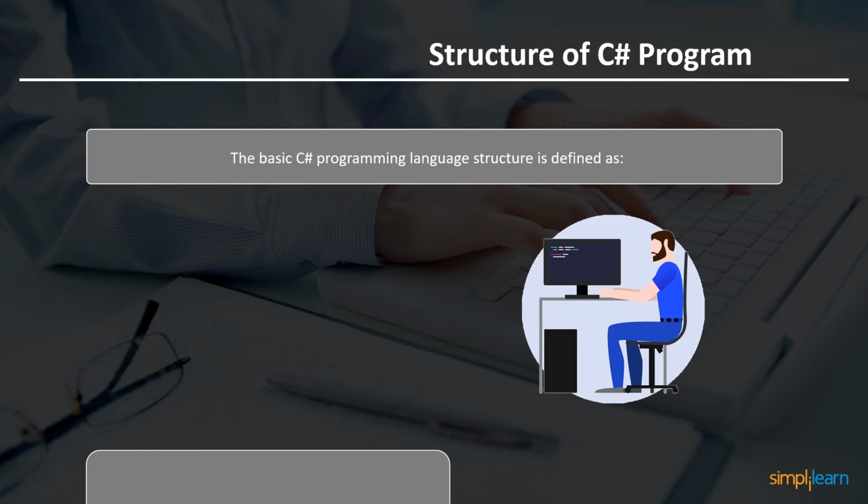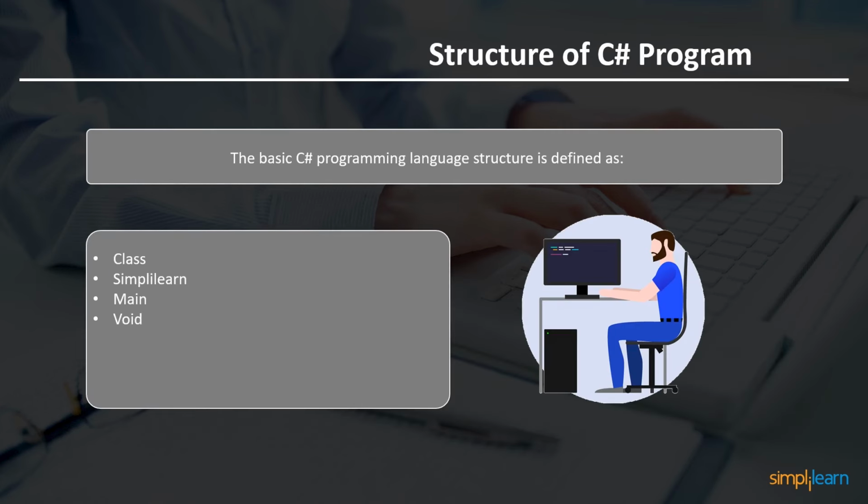Now that we know the fundamentals in C# programming language, that is the data types, variables and operators, we will now look into the basic structure of a C# program. The basic structure of a C# program looks something like this. It includes a class. Here we have a class named Simplilearn. You can also have a class name based on your decision. Next we have the main function followed by the class. Later we have the void and static keywords, a string args argument, and finally a print message.